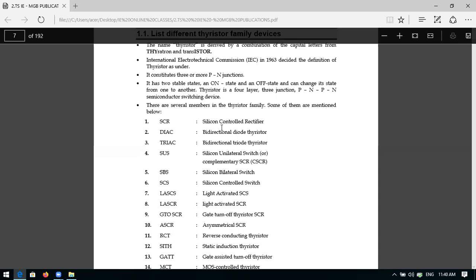Next one is the SCS, silicon control switch. Next is LASCS, light activated SCS. Silicon control switch is generally a 4-terminal device. We will see it in the next classes. So LASCS means light activated SCS. The eighth one is LASCR, the same thing, light activated SCR.